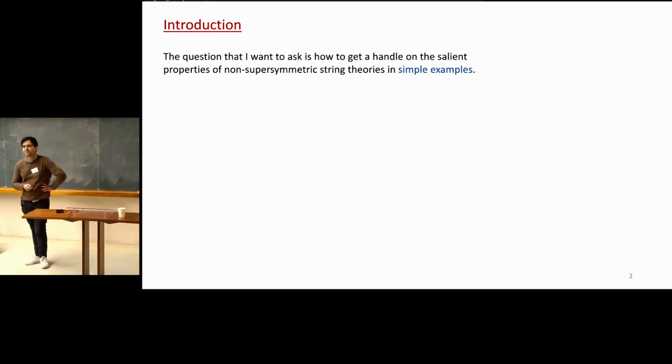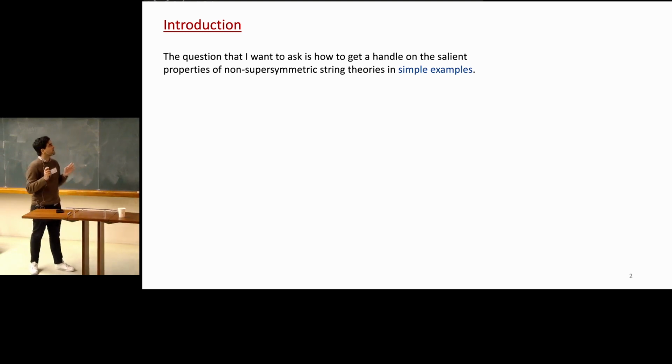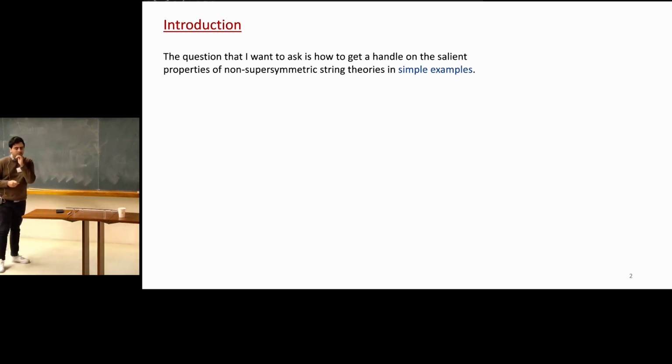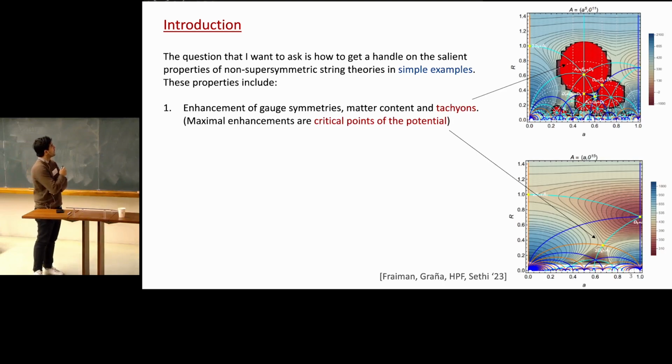I'm going to be talking about non-supersymmetric strings and rank reduction. Most of the work for introducing this kind of thing was already done by Miguel and by Huri now regarding asymmetric orbifolds. So let's see what's the deal here. The basic question is, how can we understand, let's say, the salient aspects of non-supersymmetric strings in simple examples?